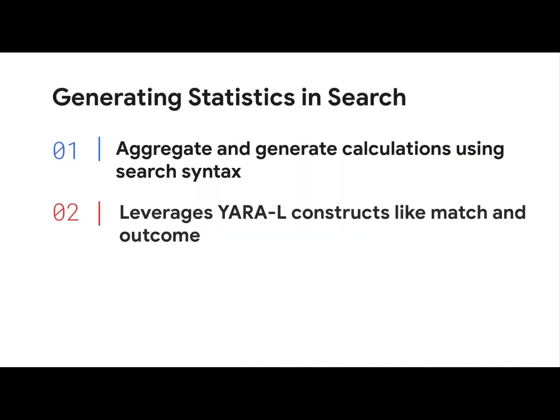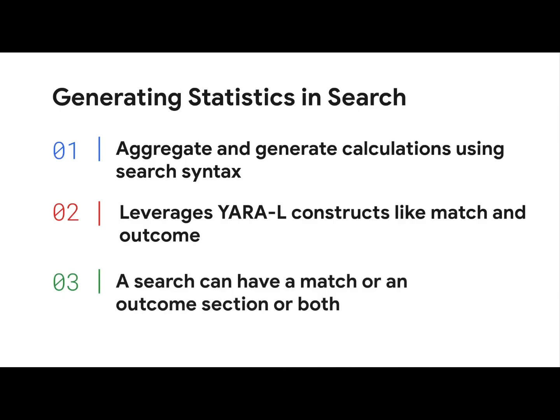Google SecOps has expanded the search functionality to perform statistical search that can aggregate results on common values and generate calculations, like a count for users. Statistical search uses YARA-L constructs for this syntax, with the match section used for aggregations and outcome section used for calculations. Additional sections like order and limit are available for sorting and outputting a fixed number of results. Finally, it's worth remembering that a statistical search can have a match section, an outcome section, or both, depending on the type of search being built.